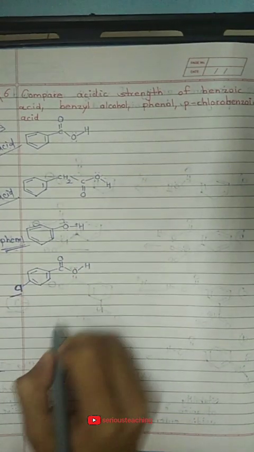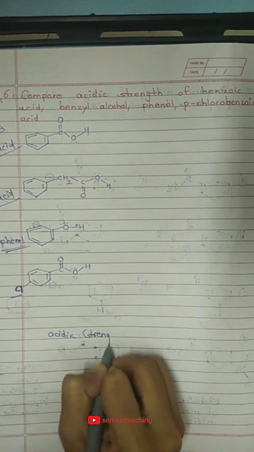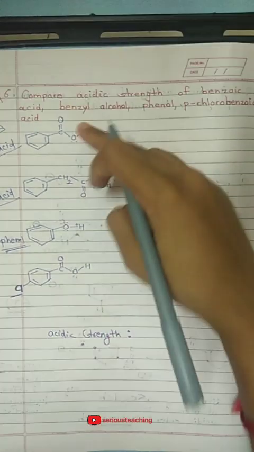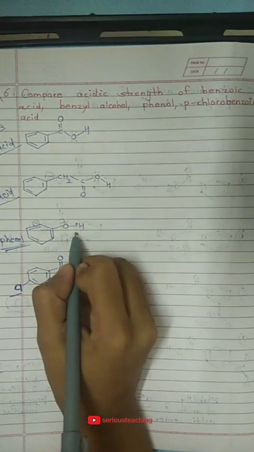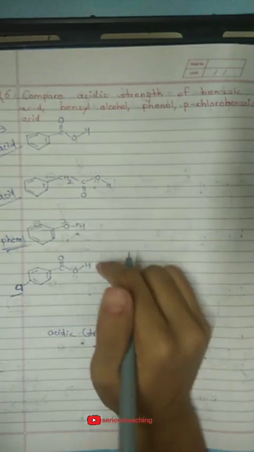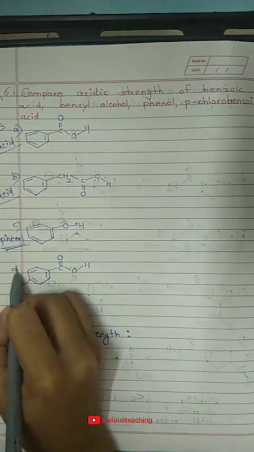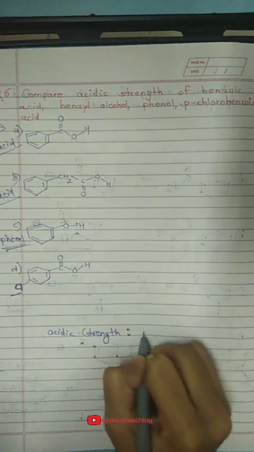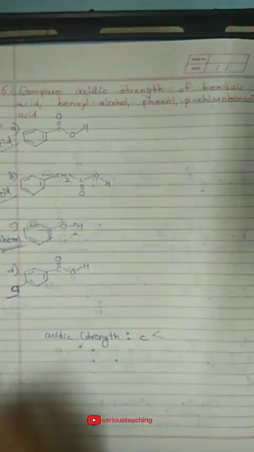In the case of acidic strength, see, all three are carboxylic acids, meaning acids, and this compound is phenol. So obviously phenol will be least acidic as compared to the remaining. If we give them the labels A, B, C, and D, we know that C will be least acidic. Now we have to compare the remaining compounds.